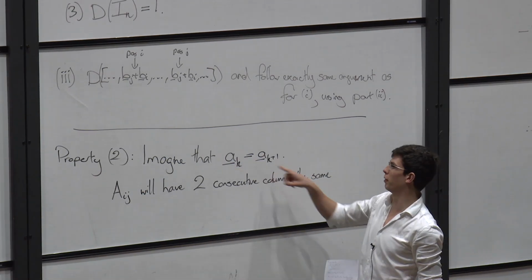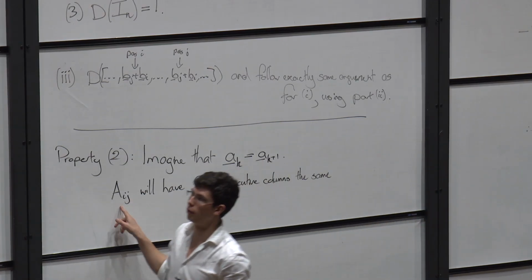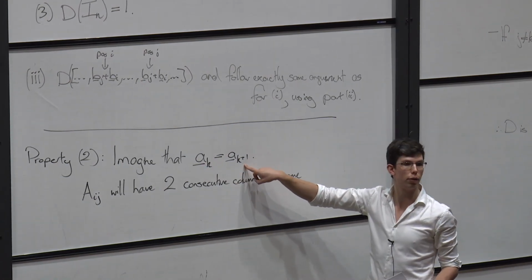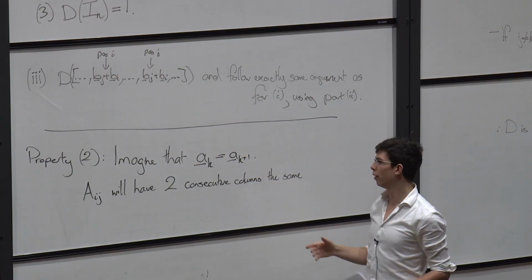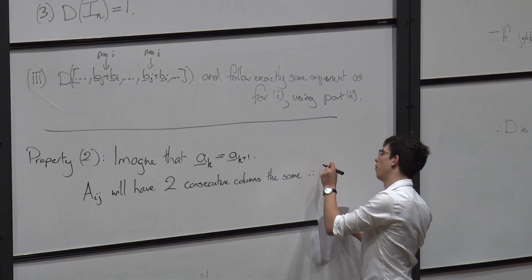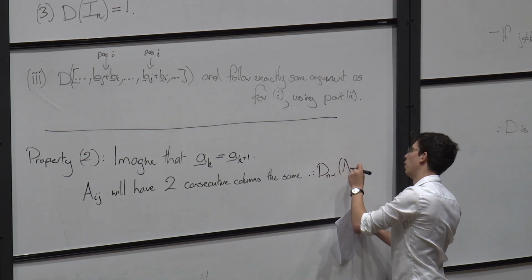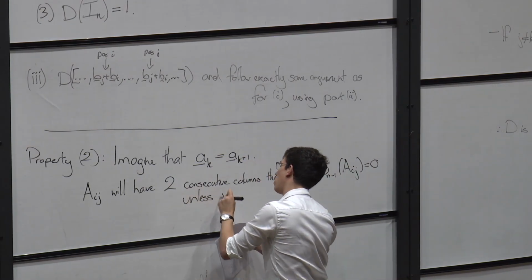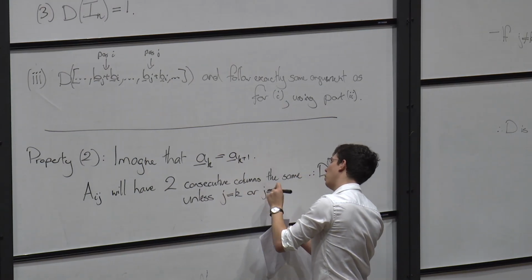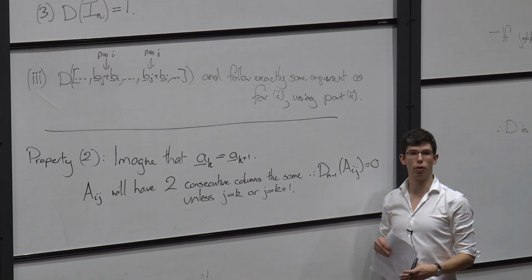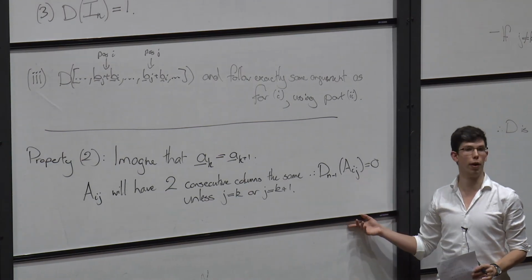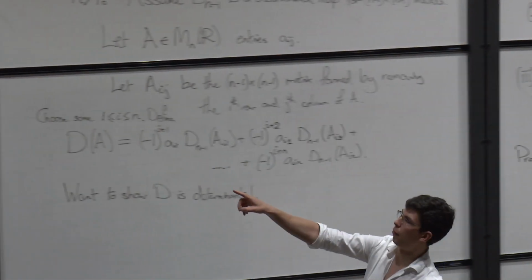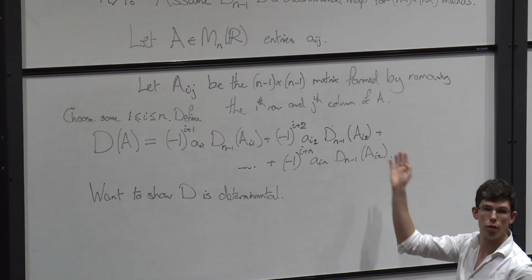So imagine that the kth column is equal to the k plus first column, and now I'm looking at one of these matrices A_ij, where I'm removing the ith row and the jth column. If I haven't removed either the kth column or the k plus first column, then whatever corresponds to these two will still be the same, and so we'll have 2 consecutive columns the same, and therefore d_{n-1} of A_ij is equal to 0. But this is only true if I haven't removed one of those 2 columns. So the determinant will vanish on these n-1 by n-1 matrices. And so when I'm evaluating d at A, I would have loads and loads of terms, but virtually all of them are 0.